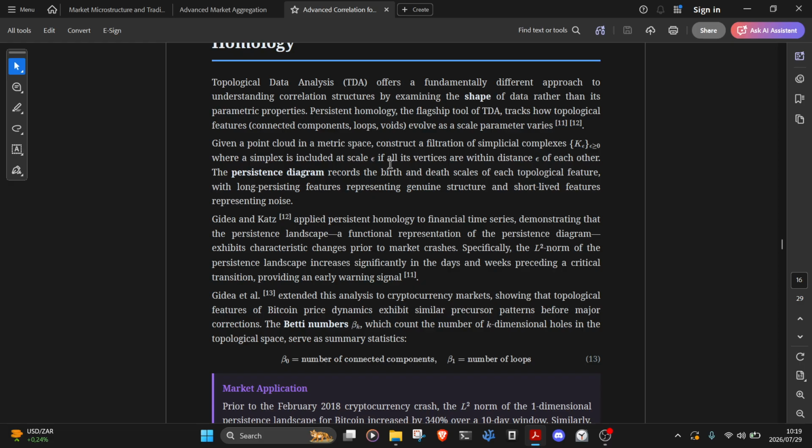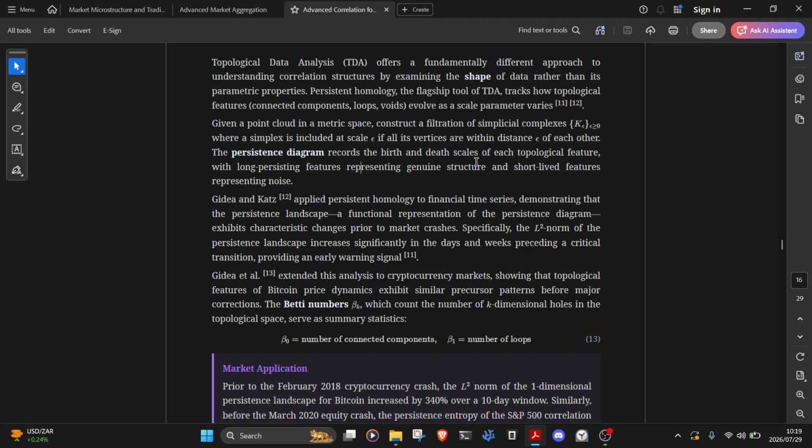The persistence diagram records the birth and death scales of each topological feature, with long persistent features representing genuine structure and short-lived features representing noise, right? And this is going to be more apparent in the next video when I actually apply this to actual financial data.